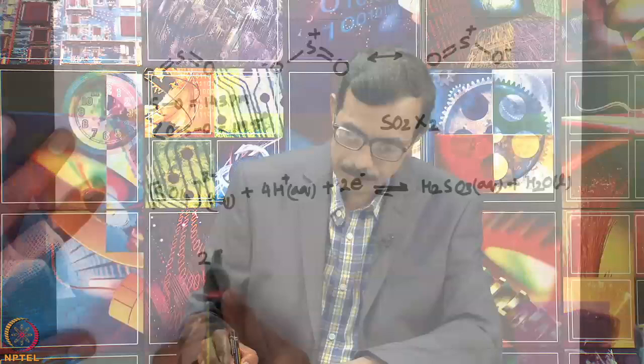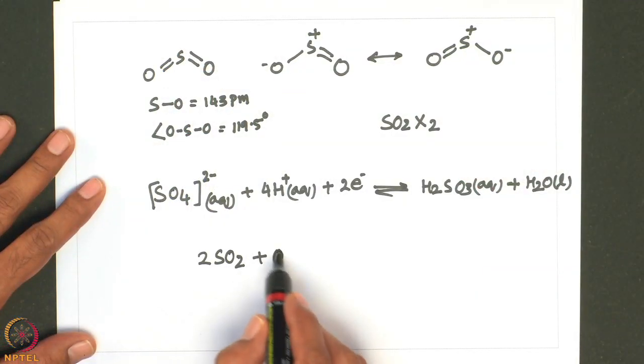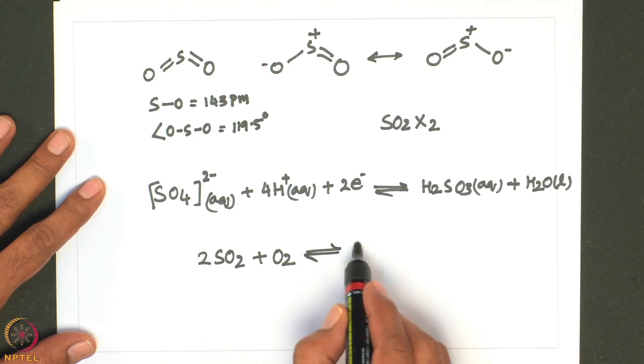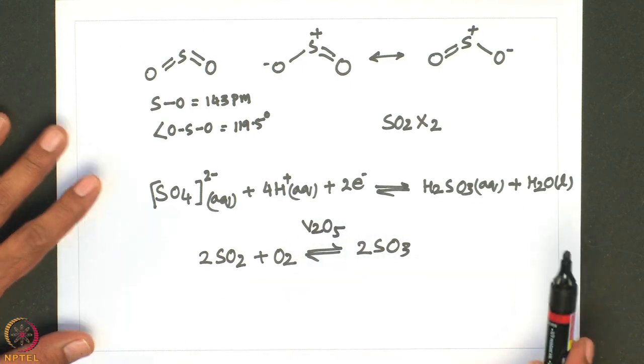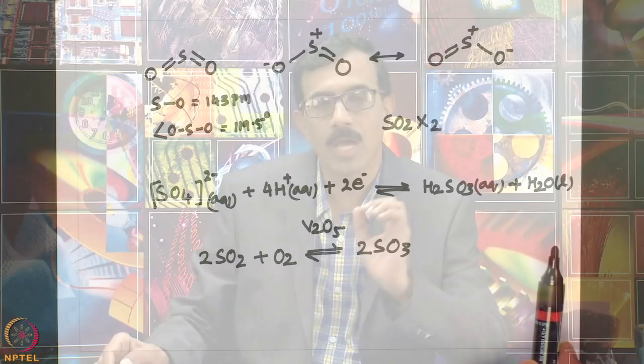Oxidation of SO2 by atmospheric oxygen is very slow, but is essentially catalyzed by vanadium pentoxide. So, in the manufacture of sulfuric acid, gaseous SO3 is removed from the reaction mixture by passage through concentrated sulfuric acid, in which it dissolves to form oleum. On a small scale, SO3 can be prepared by heating oleum.